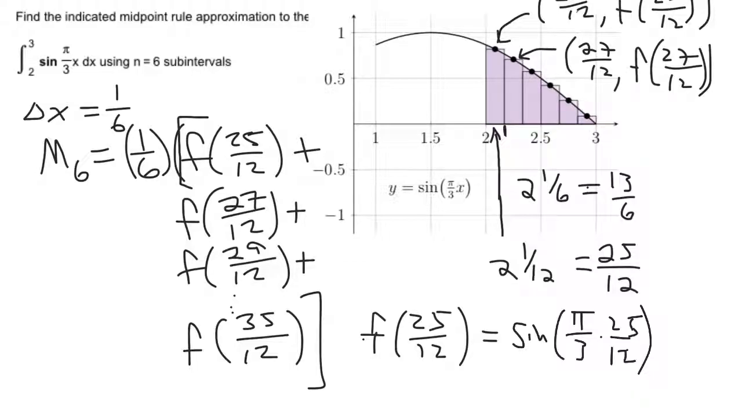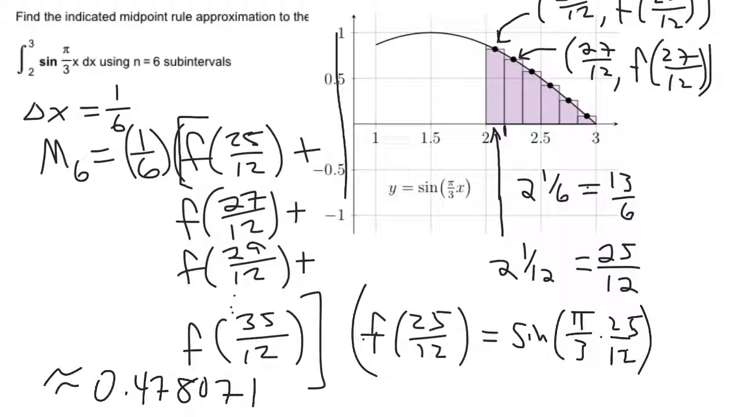Anyway, so when you do that, for this particular one, if you want to try this one to compare it, my computer went to sleep. I got, for my M6 approximation, 0.47807. I forgot how many decimal places it wanted, either 4 or 6. Anyway, so that's what I got for the M6 approximation.